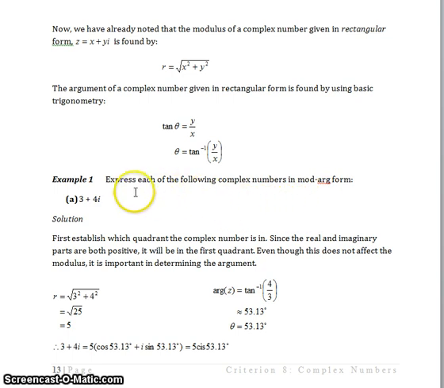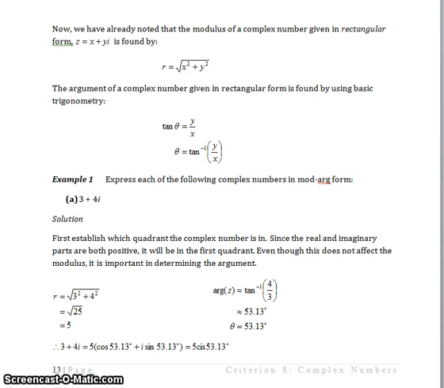Now we can find our modulus fairly easily using Pythagoras' theorem, and here is our formula. So our modulus r is equal to the square root of 3 squared plus 4 squared, and we get the square root of 25, which is 5. So that's our modulus, nice and easy.